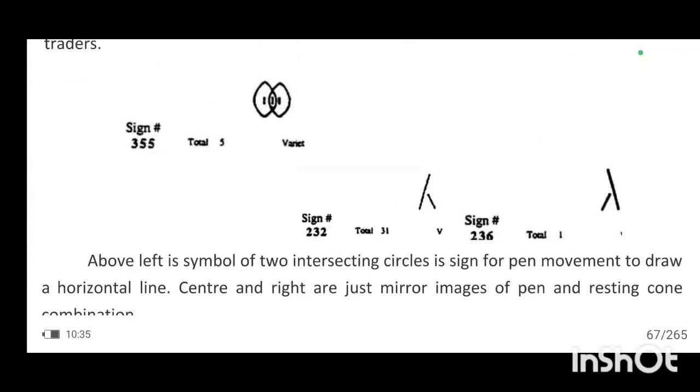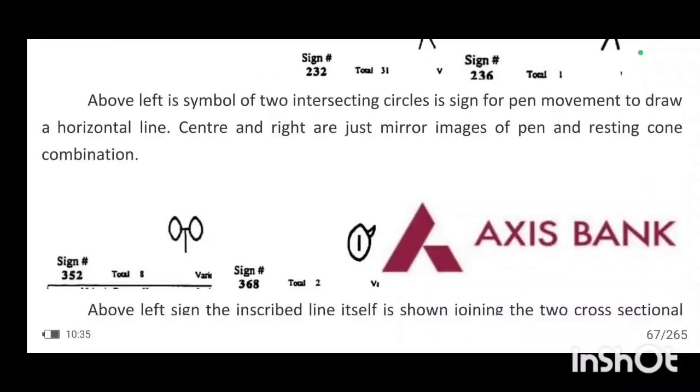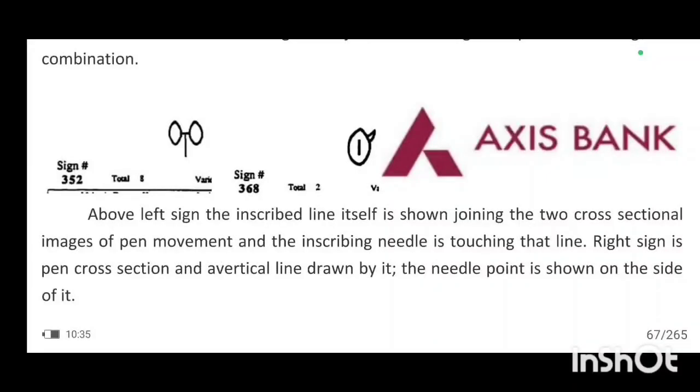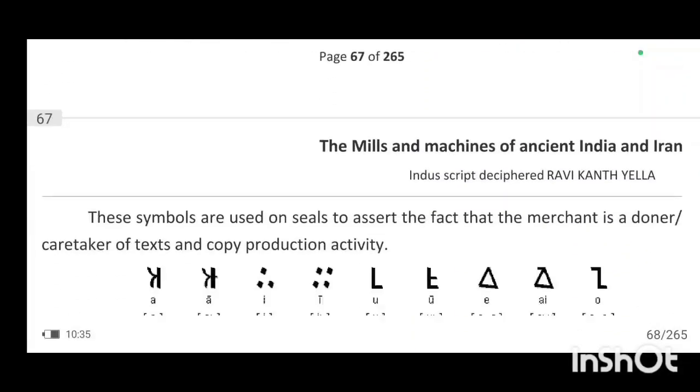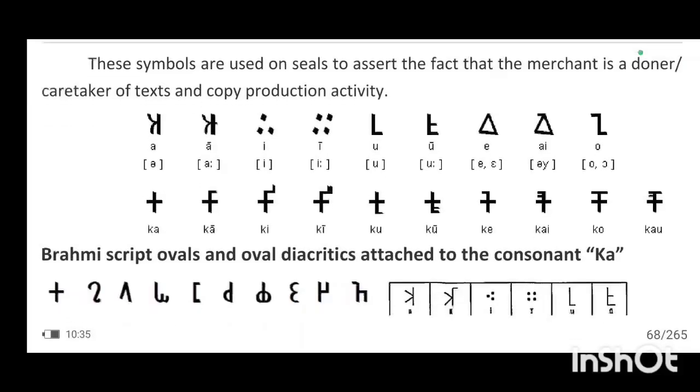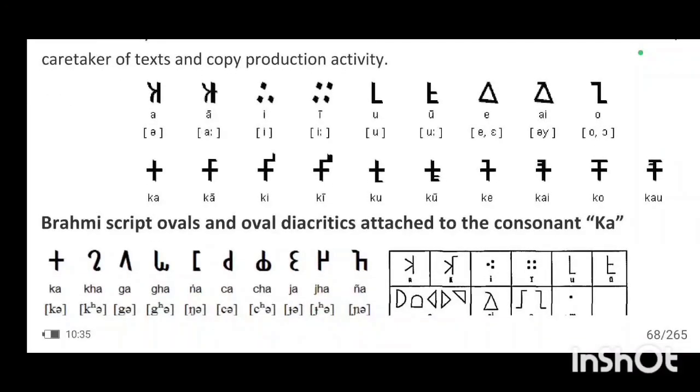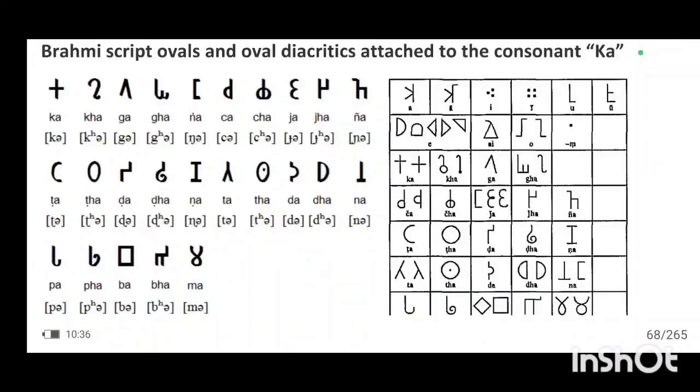Here are some Indus script symbols arising out of that pen. Sideways movement of pen, cone and stylus coupling. And here a bank in India has adapted that lambda symbol, stylus and cone assembly symbol, as its logo. Some more script symbols. This is Brahmi letters. You can see how they look like.